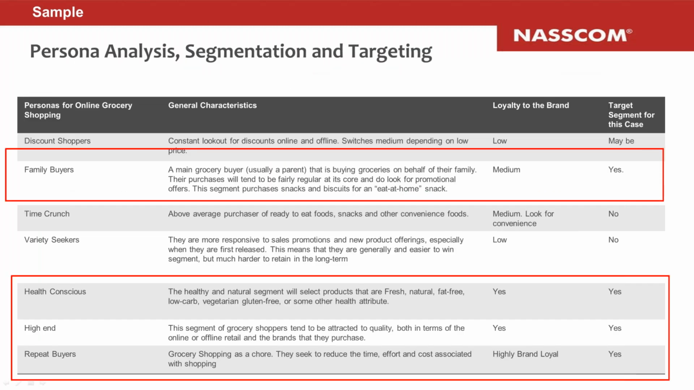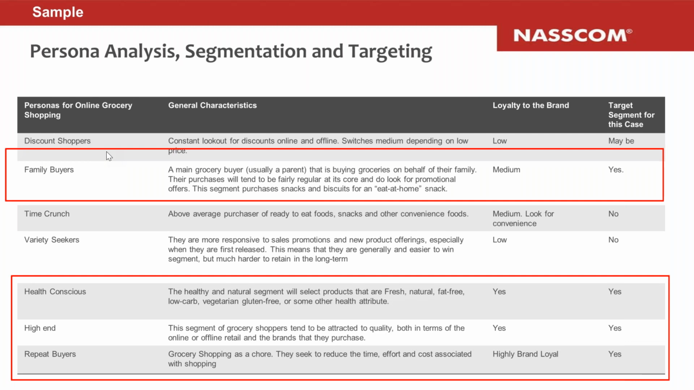Let's talk about the persona analysis. I think we've chalked down general characteristics, loyalty to the brand, then our target segment, and why we have chosen some, which can be based on your overall goal and pain points. Here I would definitely want to mention the first few of the relevant ones. The first one is all about the discount shoppers.